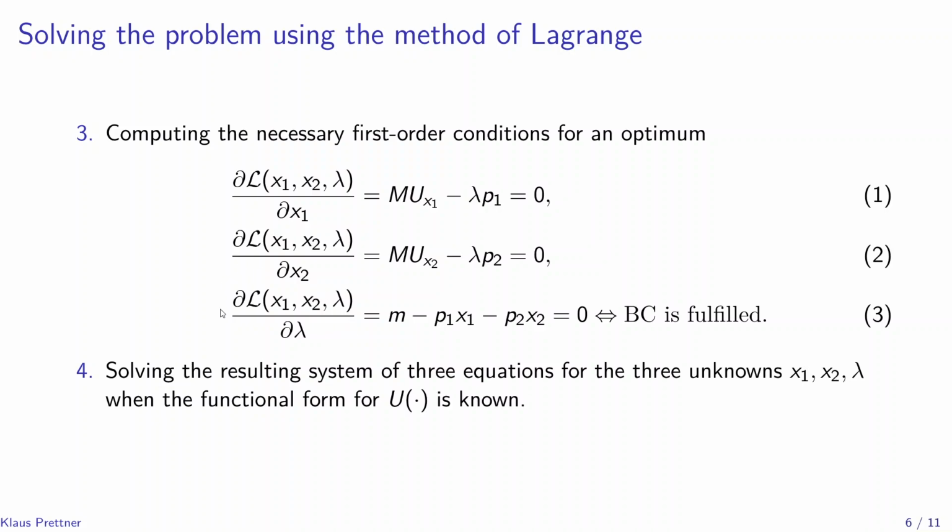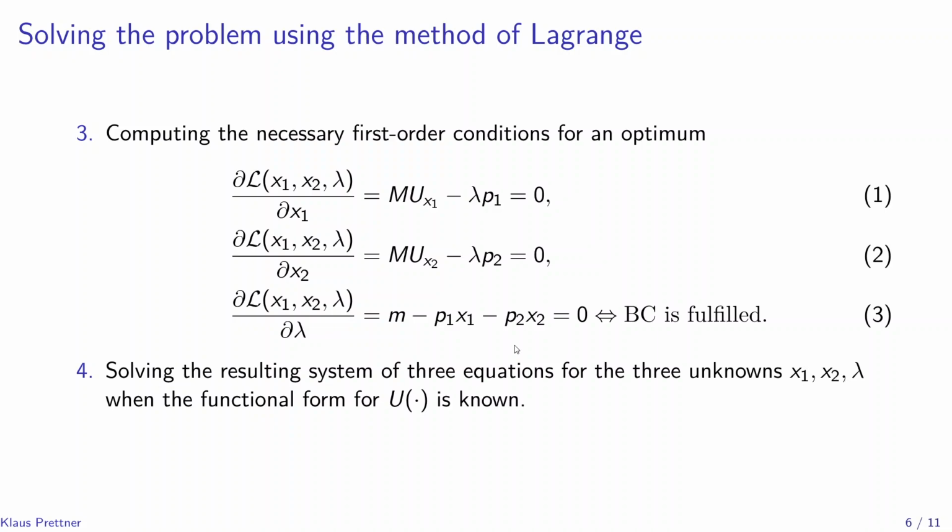And then we have also the third necessary first-order condition, but that's a very simple one. So that's the derivative of the Lagrange function with respect to the Lagrange multiplier, and that just gives us back the constraint, right? So m minus p1 x1 minus p2 x2 must be equal to 0, and that's nothing else than the budget constraint. p1 x1 plus p2 x2 must be equal to m.